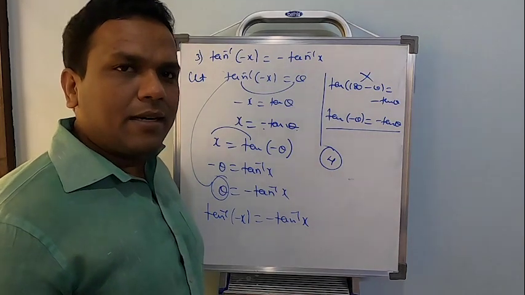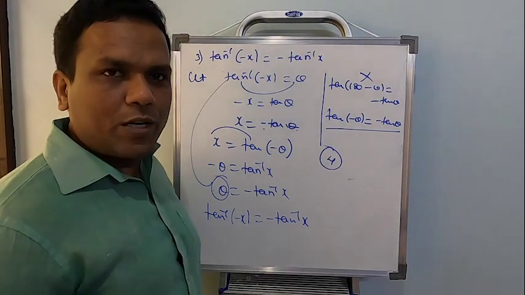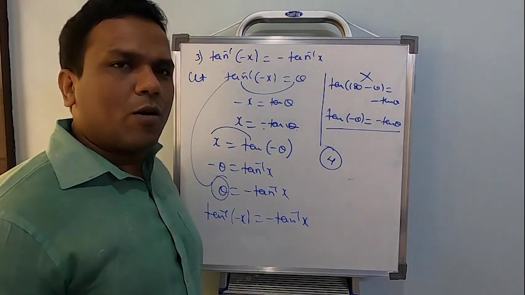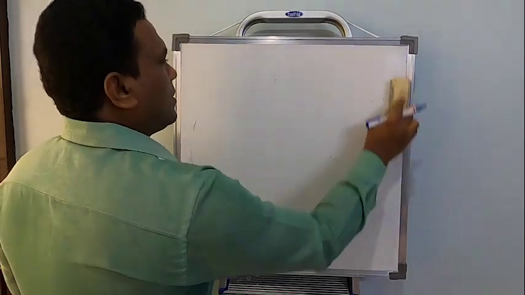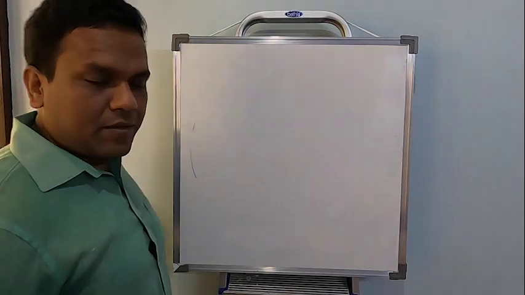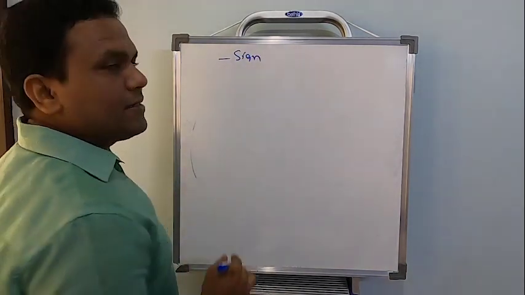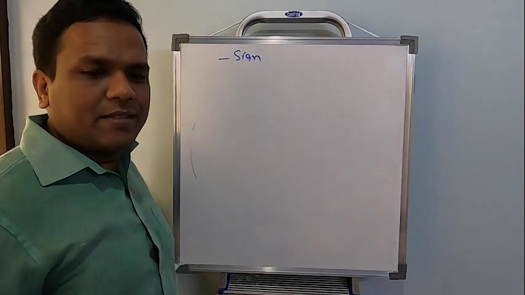Since they are of a similar kind, I have explained 1 or 2, and I said the rest you can do following the previous pattern. So please practice the remaining 4 properties. So that's about property number 3. Property number 3: how to remember the negative sign inside the inverse trigonometric ratios, and how to remove those negative signs.